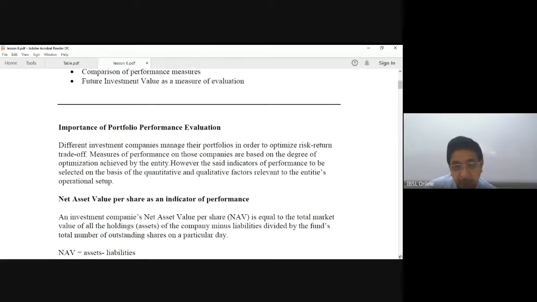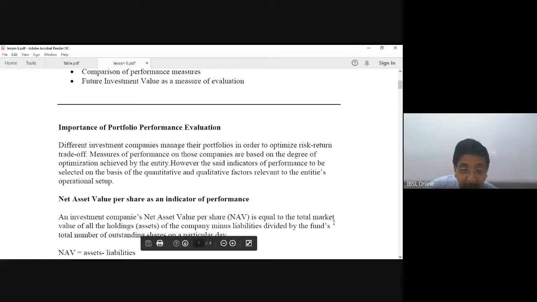Now, any investment company, in their business model, the objective is to optimize the risk-return trade-off. That is under any objective of investment company. Now, these performance measures are also really based on the degree of optimization achieved, how optimal their solutions are. So that is the measure. When you have a high level of a performance measure, that means they have achieved a high degree of optimization.